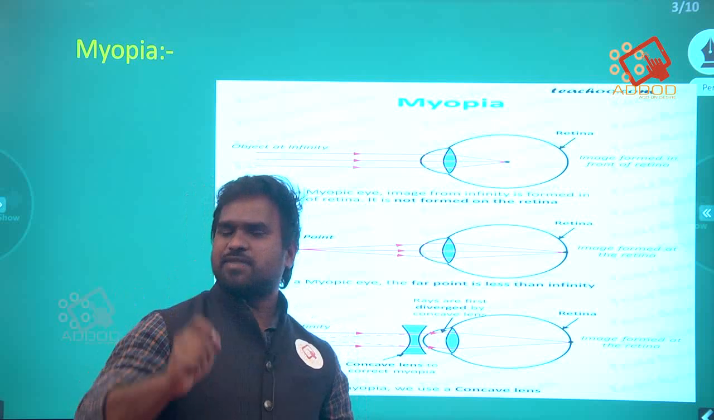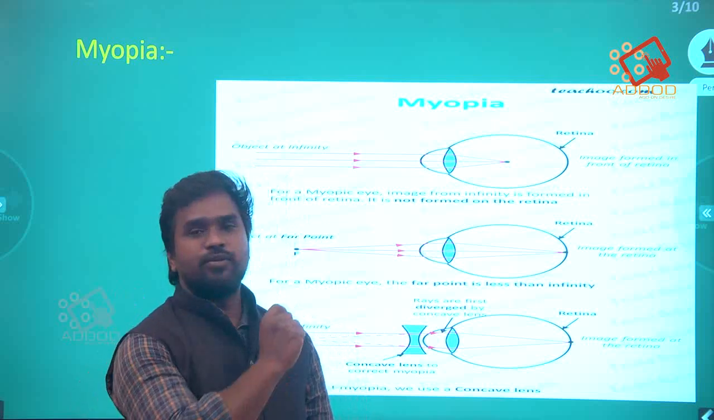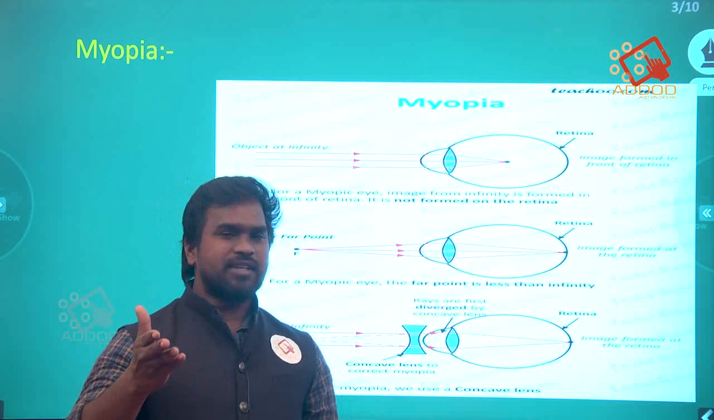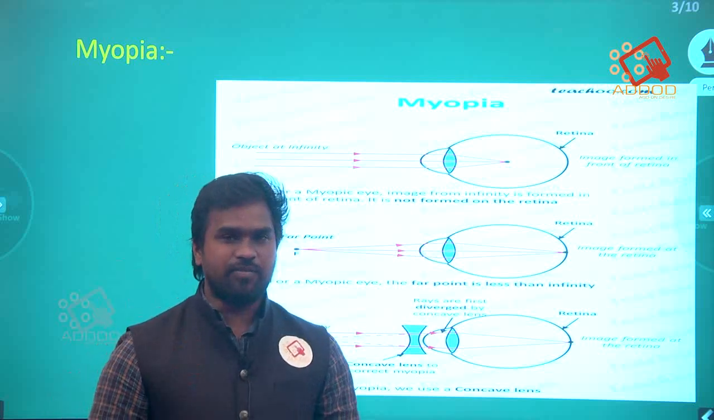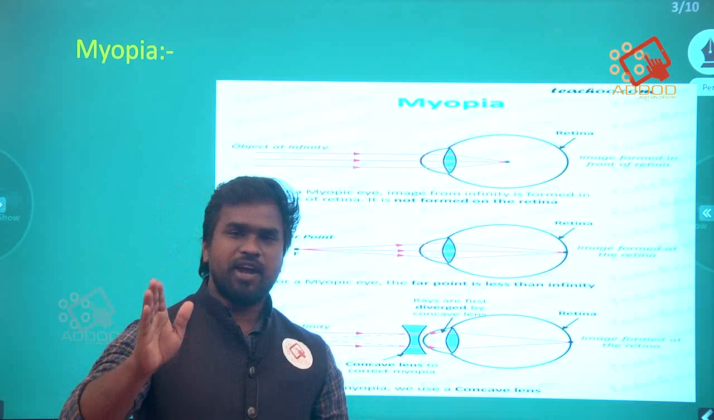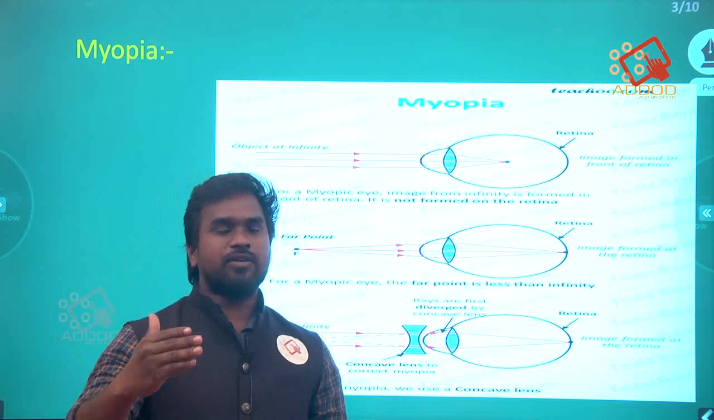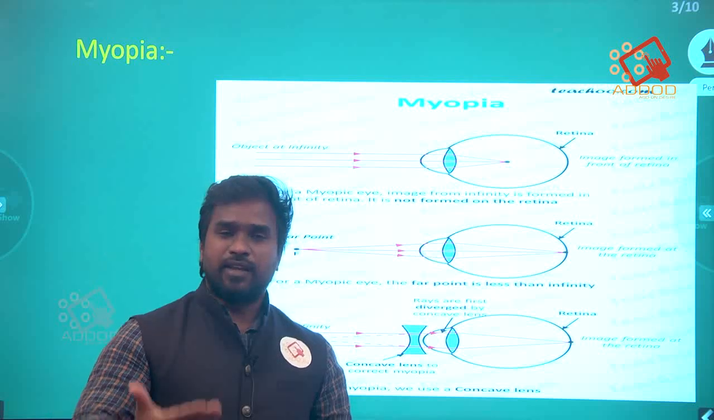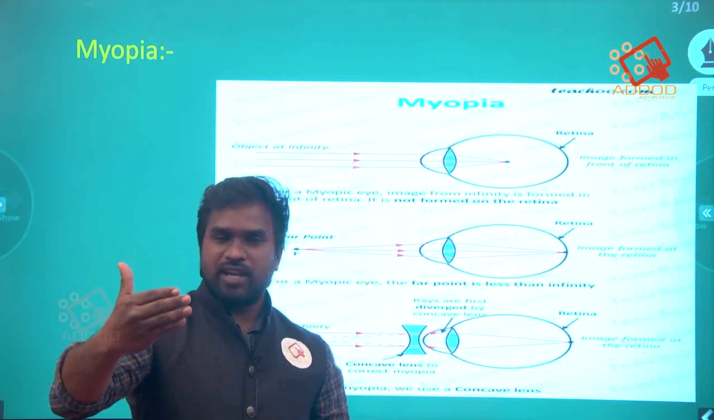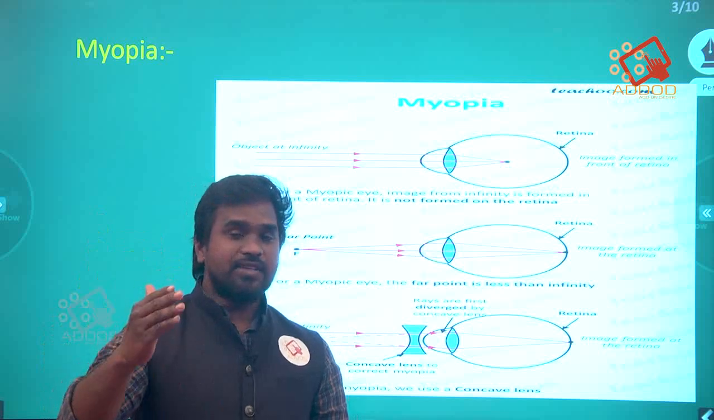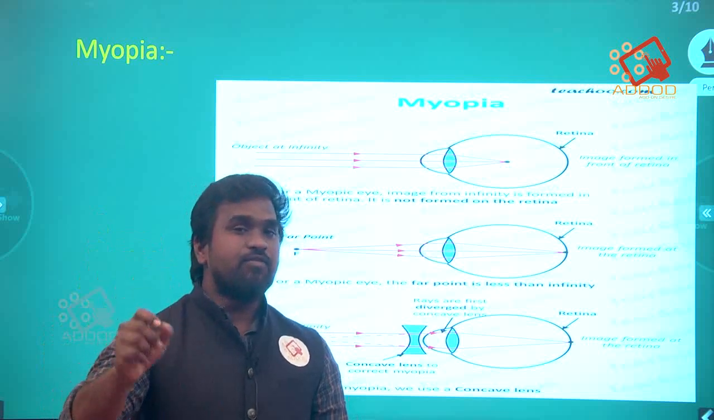Children, I will explain once again with diagrams. What is myopia? Some people can see near objects, but they cannot see longer objects. This is called myopia. Myopia can also be called nearsightedness and short-sightedness. In myopia, the maximum focal length is less than 2.5 centimeters, and the eye lens forms the image before the retina.